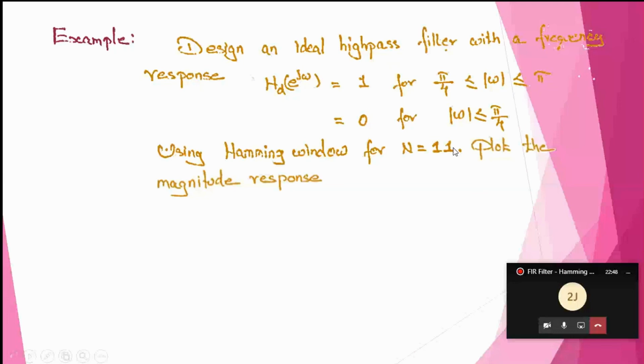Another thing that is introduced here is to plot the magnitude response. This is the new thing we are going to discuss today. Plot the magnitude response. This is an extra item added to your assignment question. So straight away we will solve it.